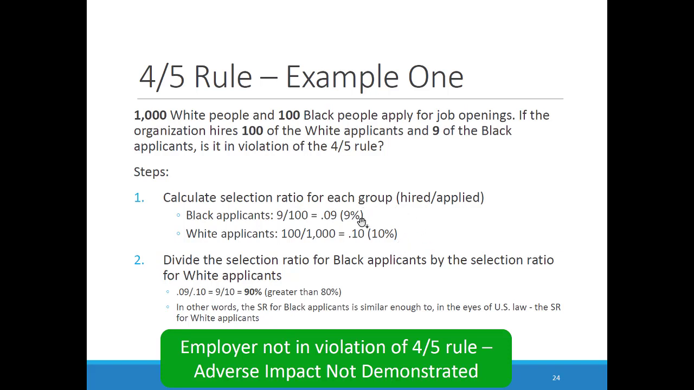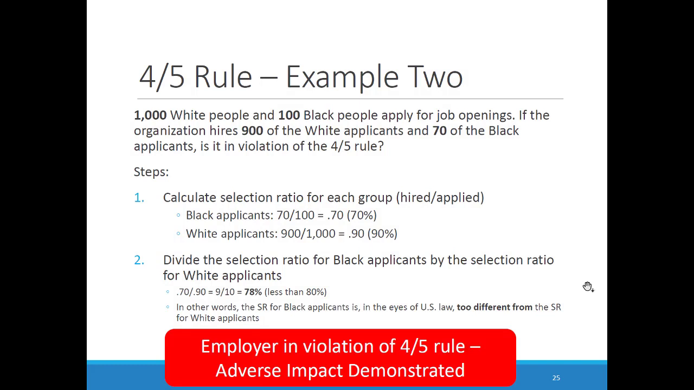What we need to determine next is whether 0.09 or 9% is within 4/5 or 80% of 10%. So we divide the selection ratio for black applicants by the selection ratio for white applicants. 0.09 divided by 0.10 is 90%. So 90% is greater than 80%. In other words, the selection ratio for black applicants is similar enough to, in the eyes of the U.S. law, the selection ratio for white applicants, because it's 90%. If it was 70%, that's less than 80%, so they would demonstrate adverse impact. But in this example, it's 90%, so the employer would not be in violation of the 4/5 rule, and adverse impact would not be demonstrated.